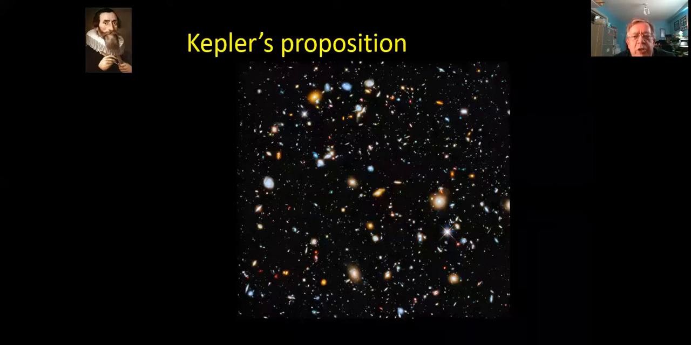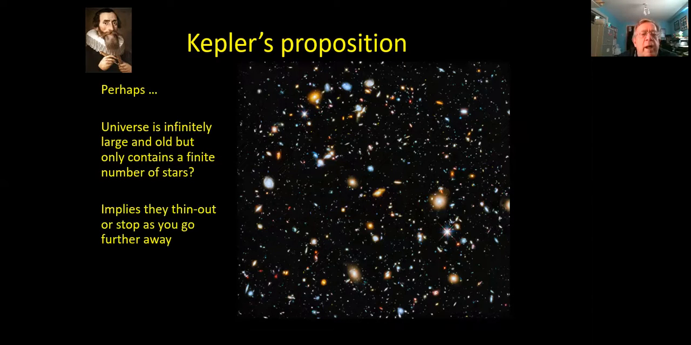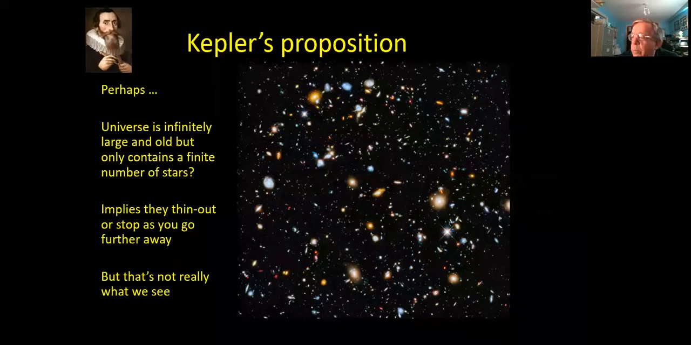And so that man Kepler got in on the act and had to think about this question as well. And what he said was, perhaps it's infinitely large and infinitely old, but only contains a finite number of stars. In other words, implying that the stars thin out or stop at some point as you go further away. And that would be a sufficient explanation to explain Olbers' paradox, that eventually your line of sight would go beyond the point where there were no more stars without having hit anything. You do need an infinite number of stars to fill in every possible line of sight after all. But it's not really what we see.